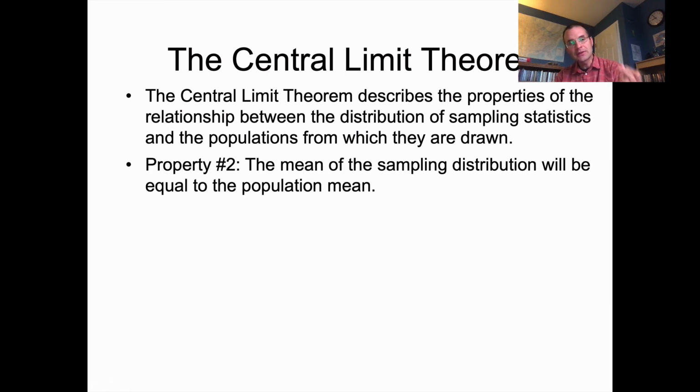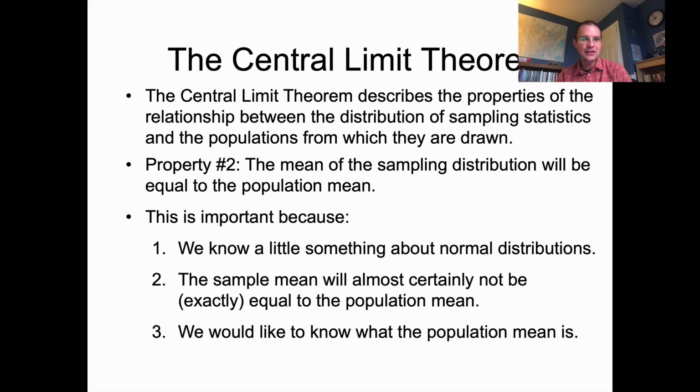Number two, the second property of the central limit theorem is that the mean of the sampling distribution will be equal to the population mean. This kind of speaks for itself, I think. But what matters here is that we want to know what the population mean is in various circumstances. Like I said, we're trying to draw inferences about that underlying level of structure in the data. And we can't observe it directly because it's just too hard. It takes too many resources to do that. But we can get a read on what the mean of the sampling distribution might be.